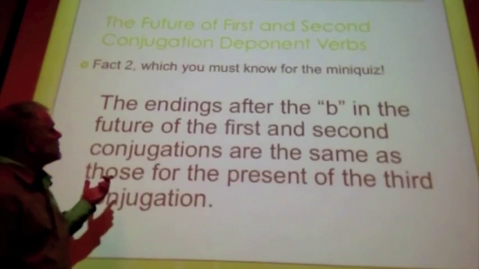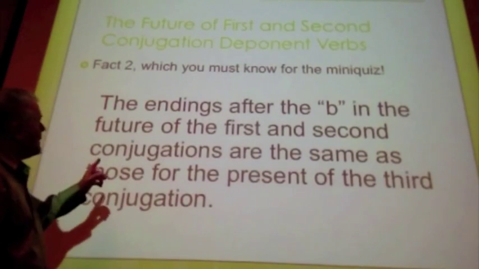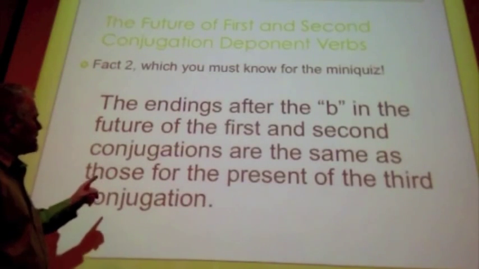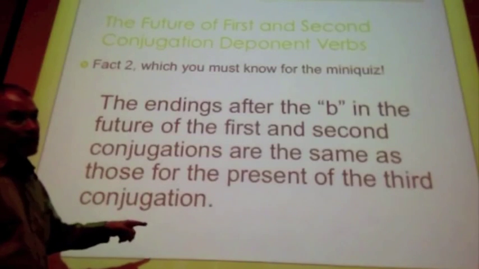So here's fact number 2, which you must know for the mini quiz. The endings after the be in the future of the first and second conjugations are the same as those for the present of the third conjugation.